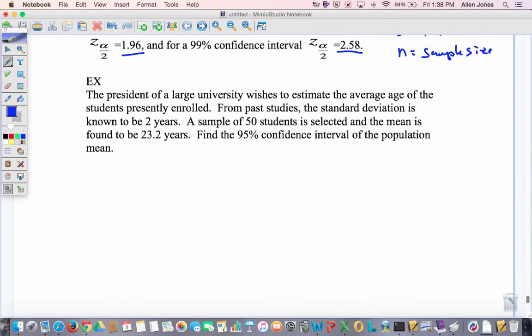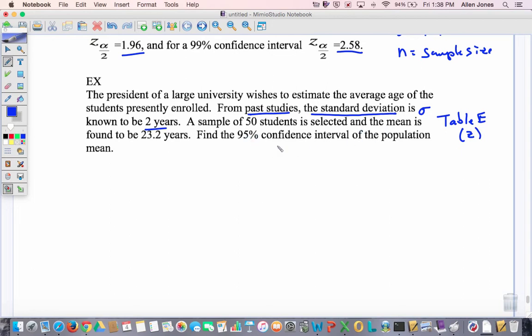So looking at our first example here, the president of a large university wishes to estimate the average age of students presently enrolled. From past studies, the standard deviation is known to be 2 years. So I'm going to underline that. Past studies, our standard deviation, that tells us our standard deviation is sigma, our population value, and that allows us to use table E. Knowing that is the one criterion that tells us what table to use for our z-scores.